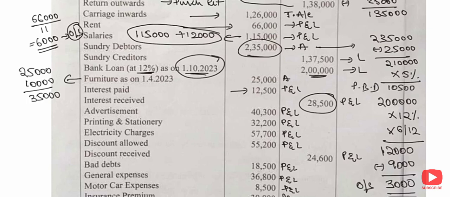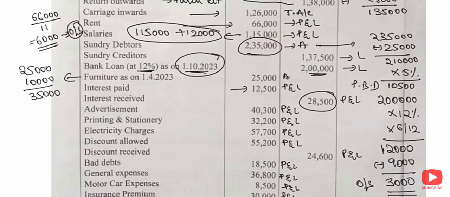Do we already have provision for bad debt in the question? No. Sir, there is bad debt in the question. Let it be, sir. Bad debt in the trial balance means the entry is already passed. So the provision for bad debt will be 10,500, 5%.